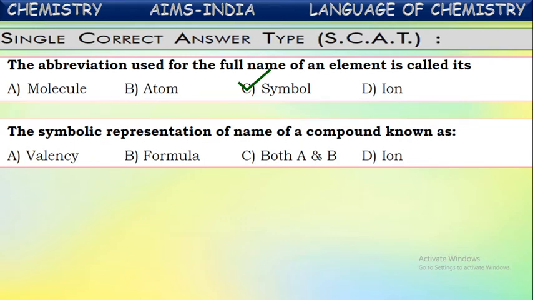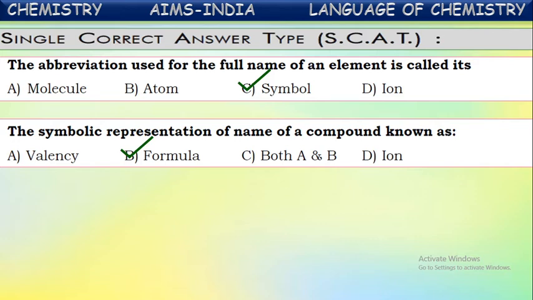The symbolic representation of the name of a compound is known as. Yes, in the same way as symbols are given for an element's name, the name of a compound is also given a shortcut or short representation. That symbolic representation of the name of a compound is called its formula. For example, hydrogen is an element. Instead of writing hydrogen in all the chemical reactions, scientists have suggested a short form representation, just writing H. So if you write H in chemical reactions, that represents the element hydrogen.